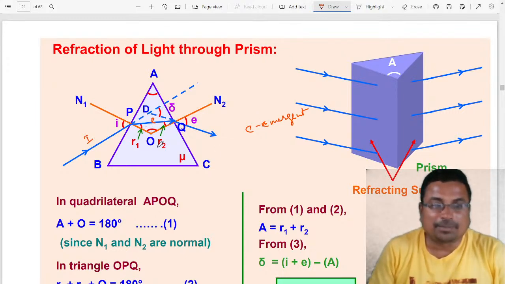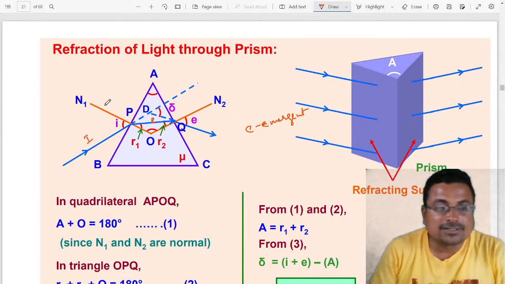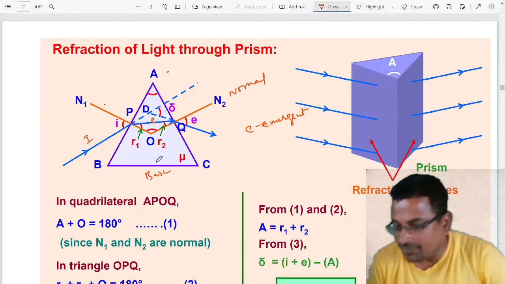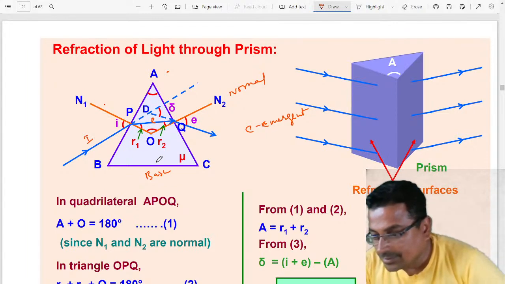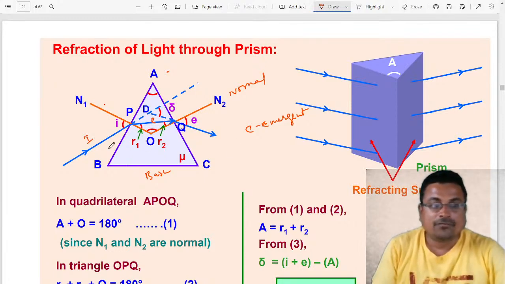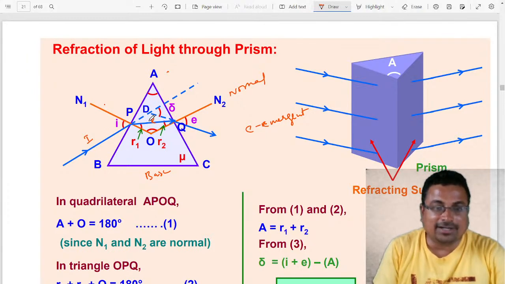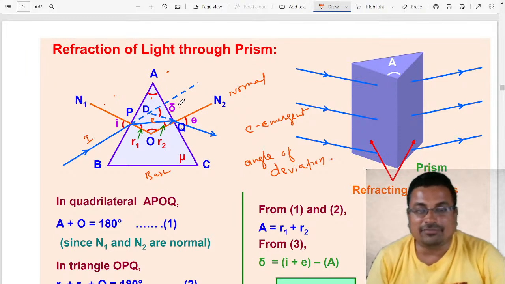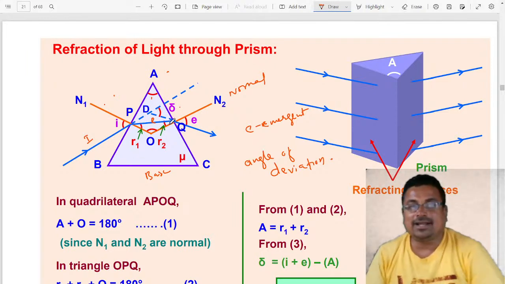So when light is passing through the prism, N and N2 are the normals, A is the angle of prism, ABCD is the triangular shape of the prism, and this is the base. These are the two refracting surfaces. When light passes through the first surface, it is refracted from rarer to denser medium. From denser to rarer medium, the ray moves away from the normal. This is towards the normal, and this angle delta is the angle of deviation.